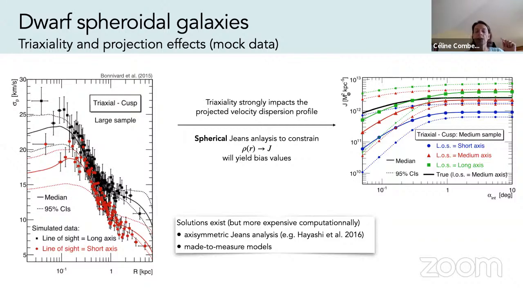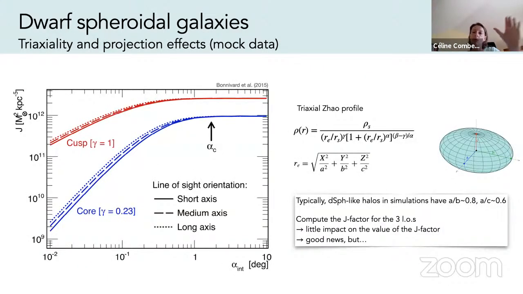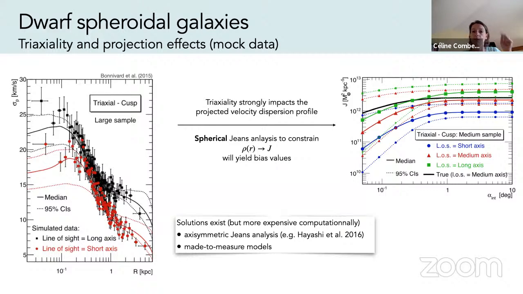But when you do your Jeans analysis, you're actually using projected velocity dispersion along the line of sight. And here, this is on mock data, where we had triaxial dwarf spheroidal galaxies. If you project them along the long or short axis, it's going to give you drastically different velocity dispersion, which means that when you go to your fit of the density profile and the J factor, you will be biasing your results. So while it's not critical when I'm just integrating the J factor, for the Jeans analysis the projection effect is something important. And there are ways, using axisymmetric Jeans analysis, I'm trying to move away from this, to mitigate this problem.